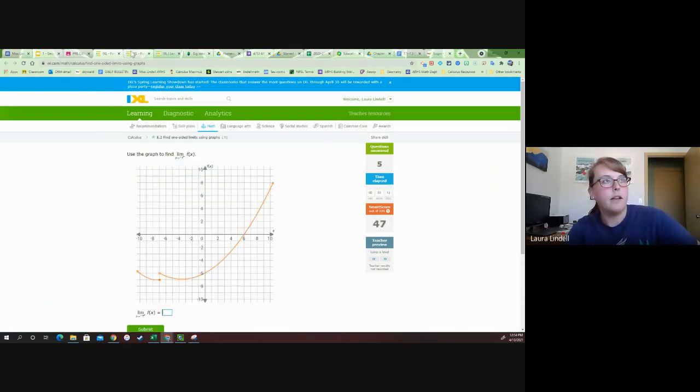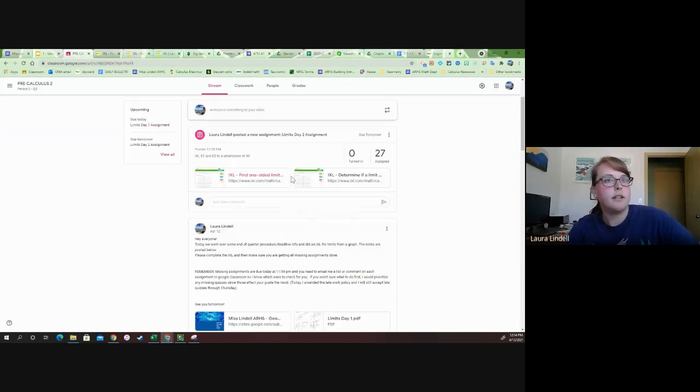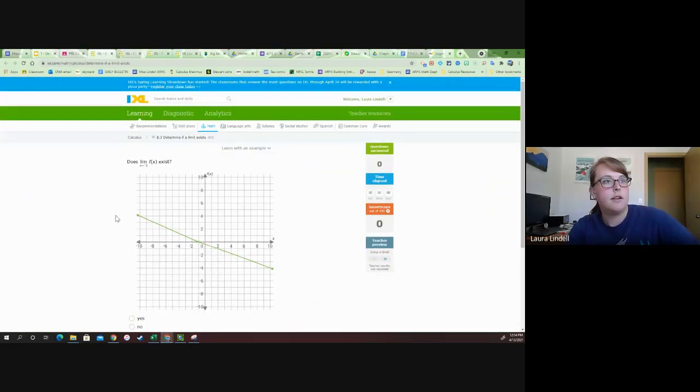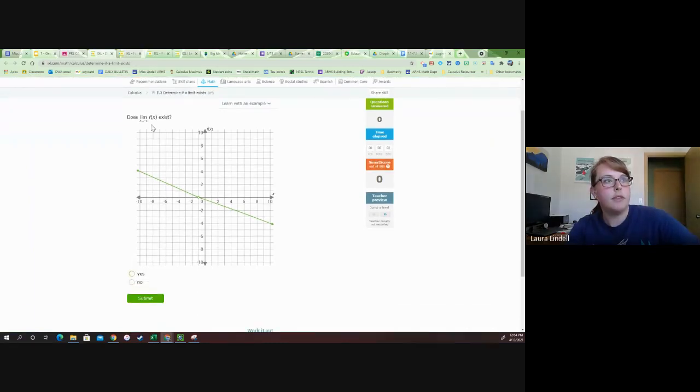Okay, and then the other section you guys have is determine if the limit exists. So on this first one, does the limit as x goes to -1 exist? Well, the left limit and the right limit are both approaching the same value, so we would say yes. And the actual limit then is 0 because that's the y value of what the left and the right-hand side are both approaching.